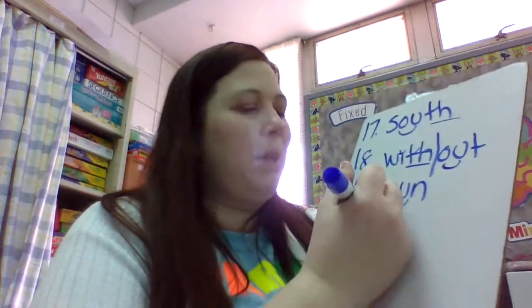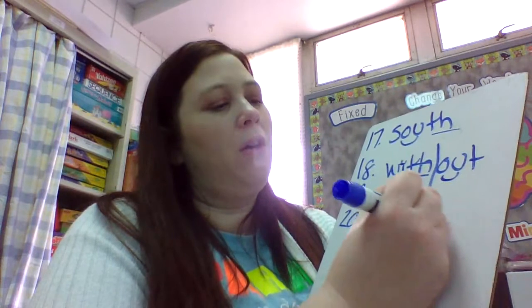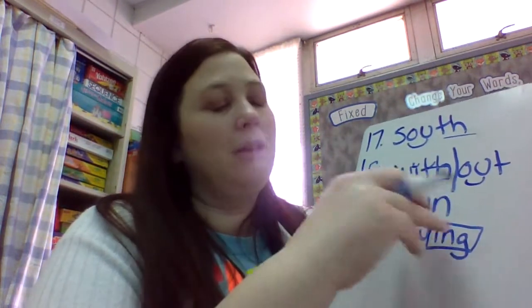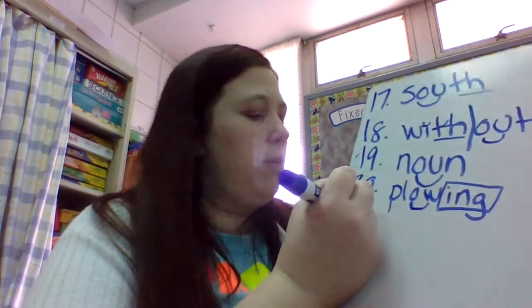Number 20, we have plowing. What do we see? We have that suffix, right? That's the first thing we look for in a word. So we box that off because we just know that makes that ing sound and we aren't coding the word. And then here we have our OW diphthong.